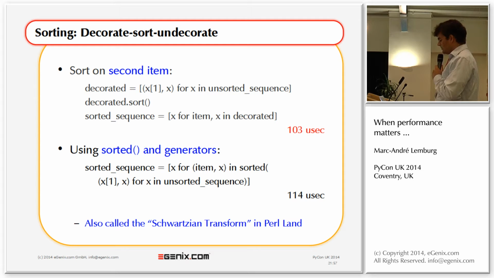What you do is, as you can see in the first part here, you decorate your list. So you create a new list that has the item that you want to sort on as first item in the tuple. And then in the second item, you just put in the original entry that you have in the list, and you sort it, and then you undecorate it again. So you remove that item again, and you get back a sorted sequence. And you can do the same thing with sorted and the generator approach.